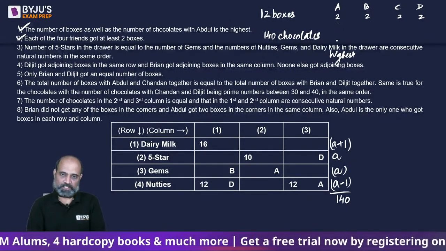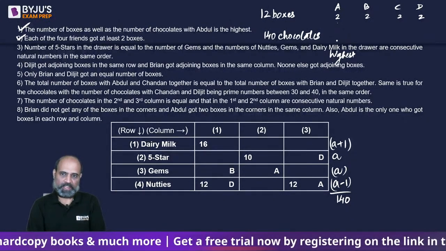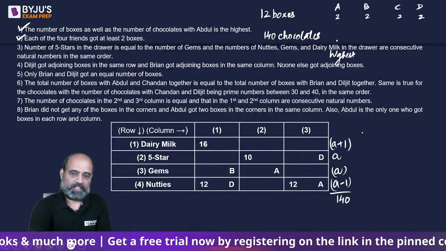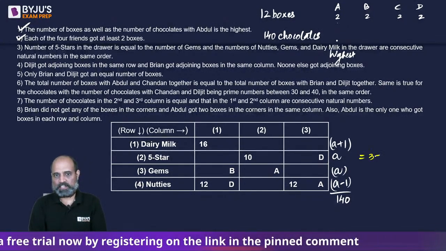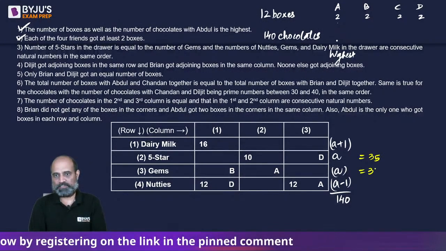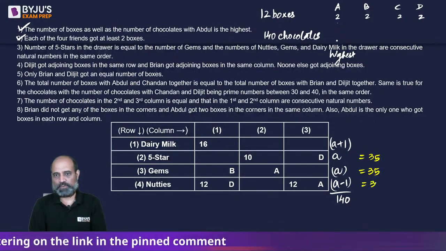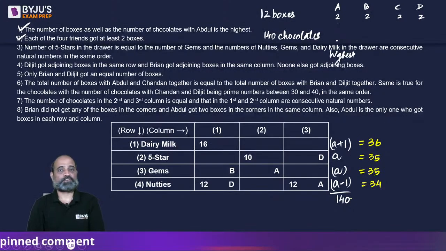So this gives us 4A is 140, that tells us that A is 35. So this is 35 5 stars we have, 35 gems we have, 34 nutties we have, and 36 dairy milk we have. So this we have concluded from third statement.